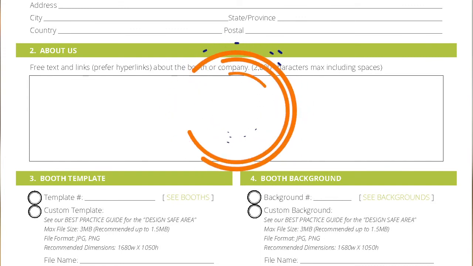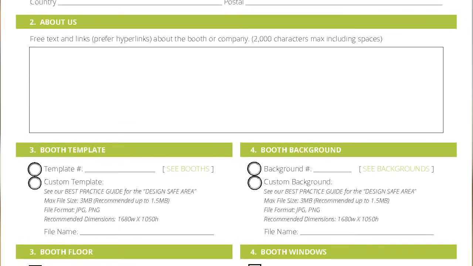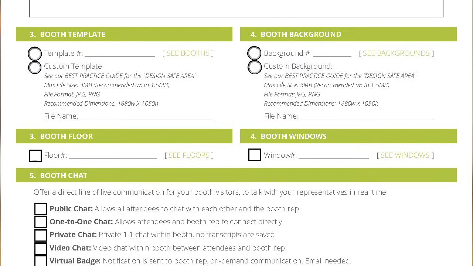Section 2 is the About Us field, where you have up to 2,000 characters maximum, including spaces, to describe your company. We can also hyperlink URLs to send attendees out to an external site where they can view more information about your company. Section 3 is the booth template and booth floor.